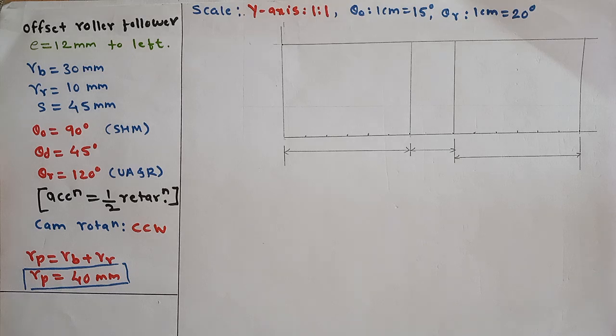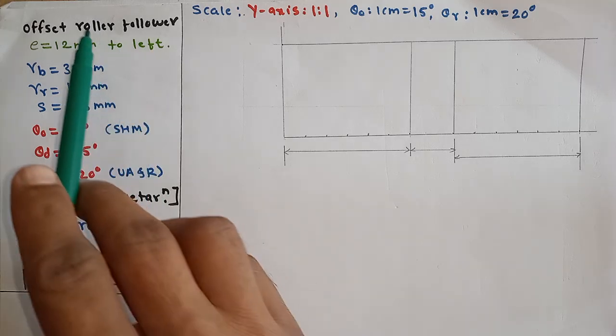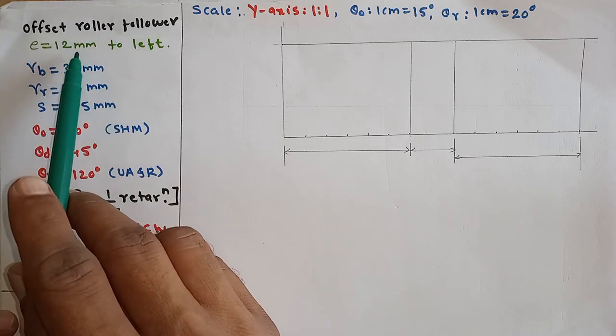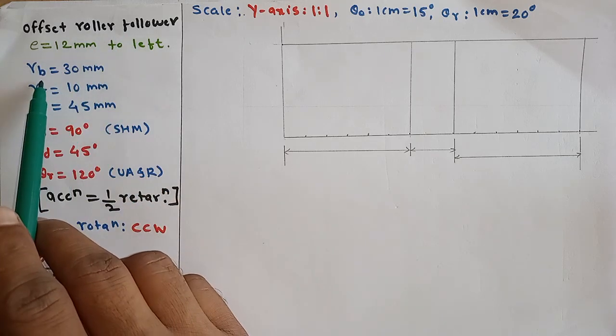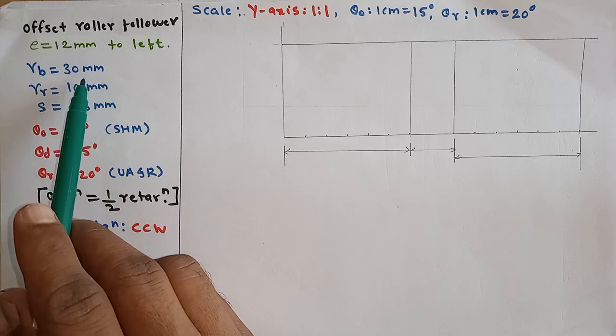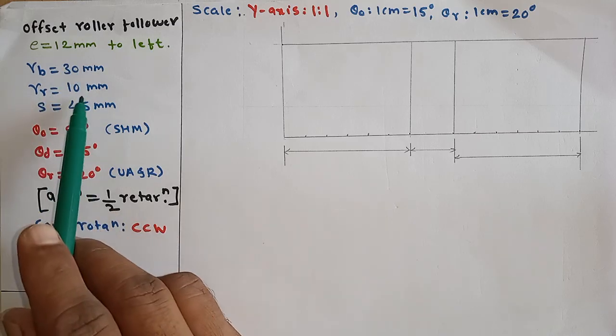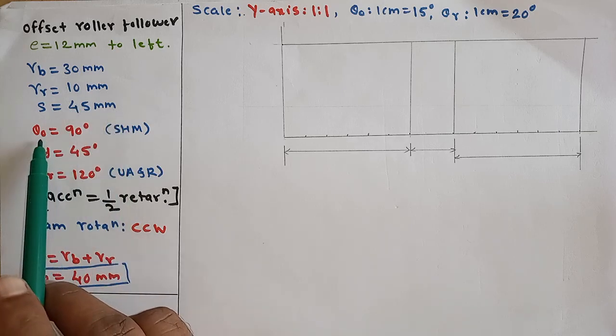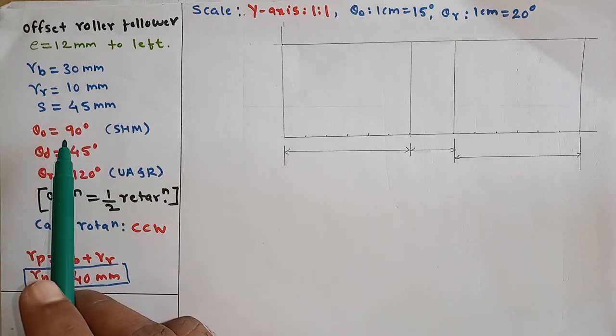So in this session we will learn how to draw the cam profile for offset roller follower. So type of follower is offset roller. Offset is 12 millimeters towards the left. Base circle radius is 30 millimeters. Roller radius is 10 millimeters. Stroke length is 45. Outstroke angle is 90 degrees.